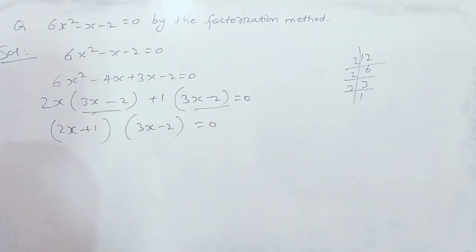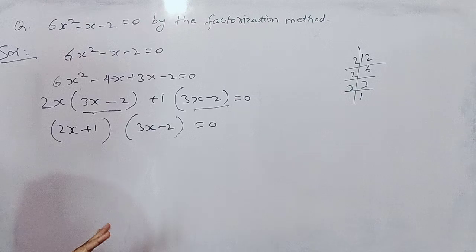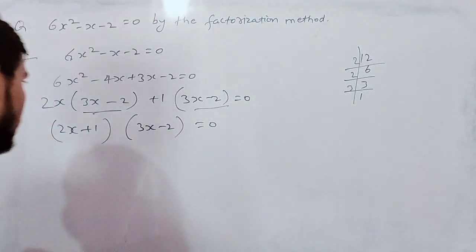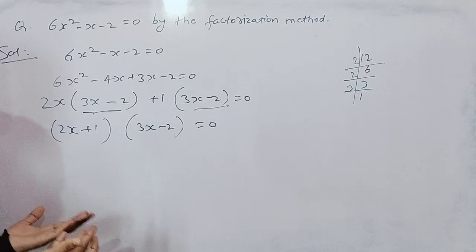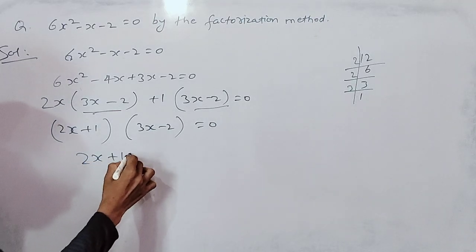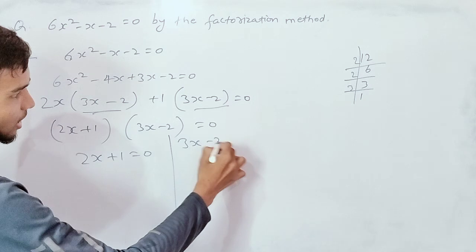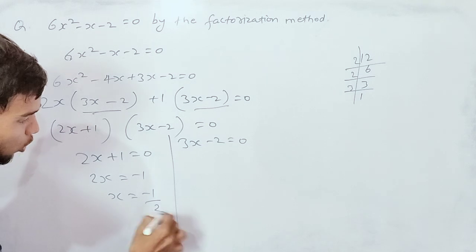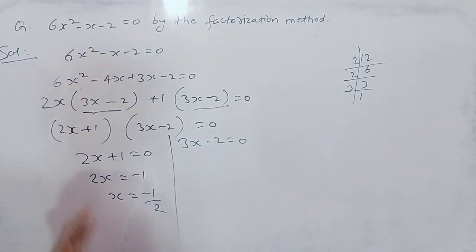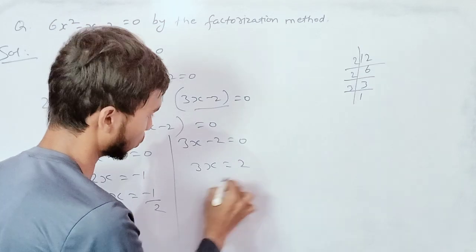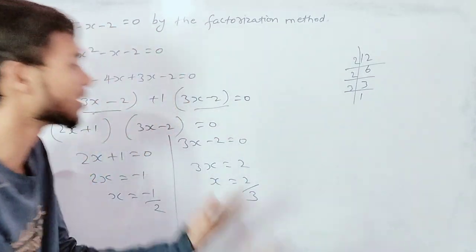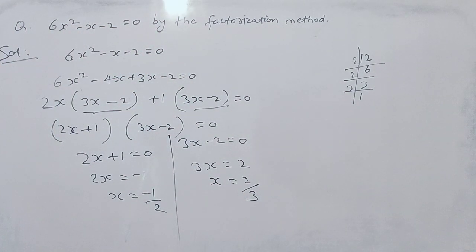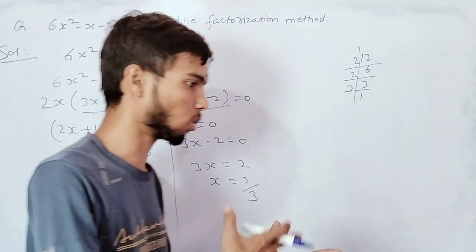Now from here, this is done. From here we can find roots. As you know, we set it equal to 0. 3x minus 2 is equal to 0. So 2x plus 1 equal to 0 gives x is minus 1 upon 2. This is one root of this equation. Now 3x is equal to 2, x is 2 upon 3. This is another root of this equation. That's how you can use factorization method.